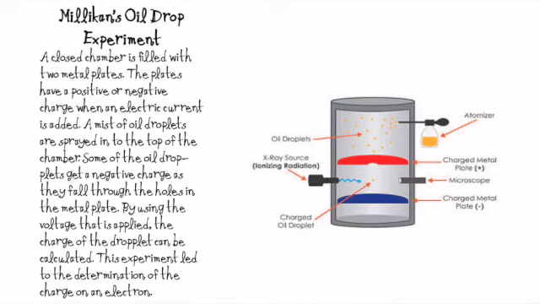Some of the oil droplets get a negative charge as they fall through the holes in the metal plate. By using the voltage that is applied, the charge of the droplet can be calculated. This experiment led to the determination of the charge on an electron.